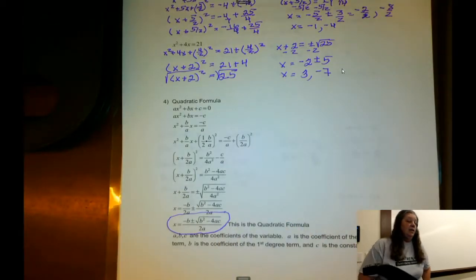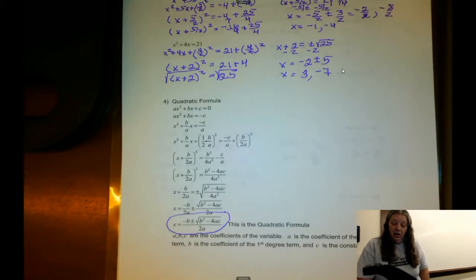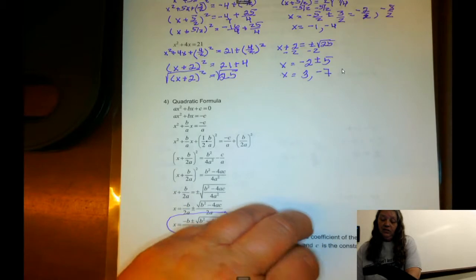That's the quadratic formula. A, B, and C are coefficients of the variable. A is always the coefficient of the second degree term. B is the coefficient of the first degree term, and C is the constant term.